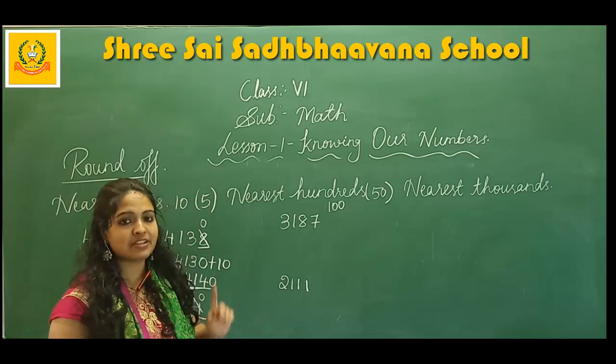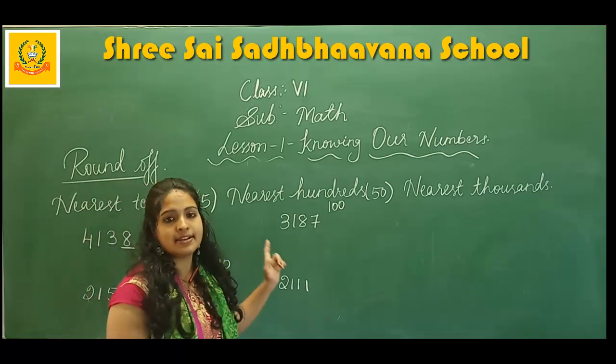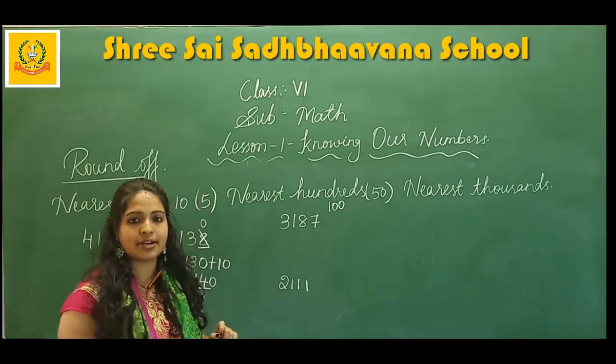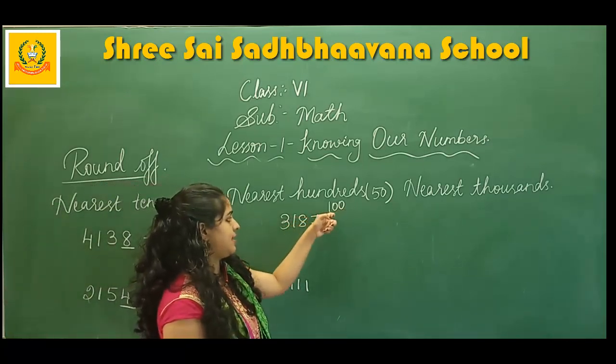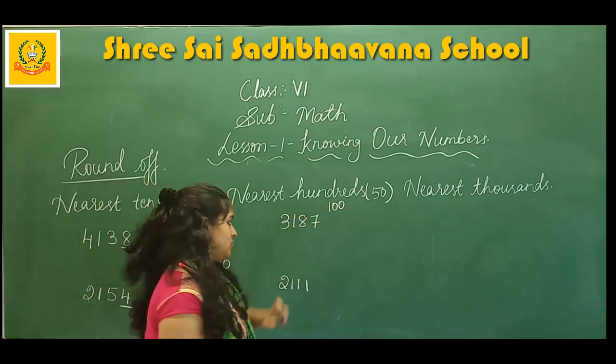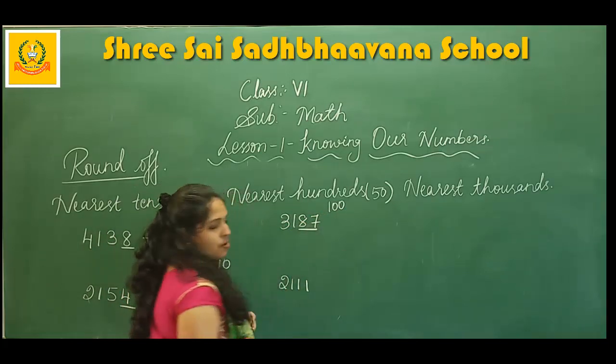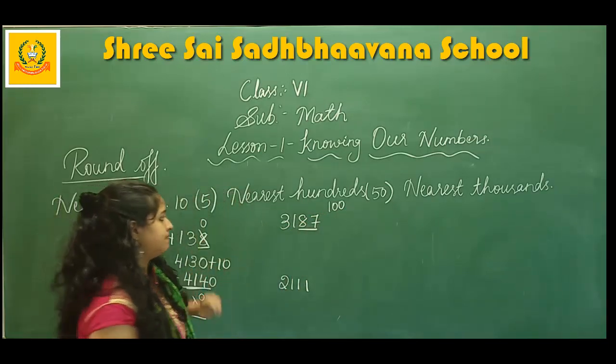Move on to the first step. What is the first step? I have to underline the digits. How many digits I have to underline? See the number of zeros in 100. How many zeros are there? 2 zeros. That means last two digits I have to underline. Okay? Yes.